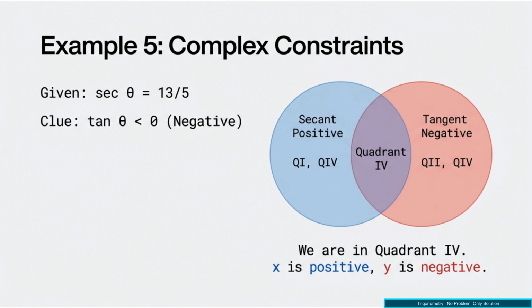Example 5 involves complex constraints. Secant equals 13/5 and tangent is negative. Secant is positive in quadrants 1 and 4, and tangent is negative in quadrants 2 and 4. Therefore, the angle is in quadrant 4, where x is positive and y is negative.